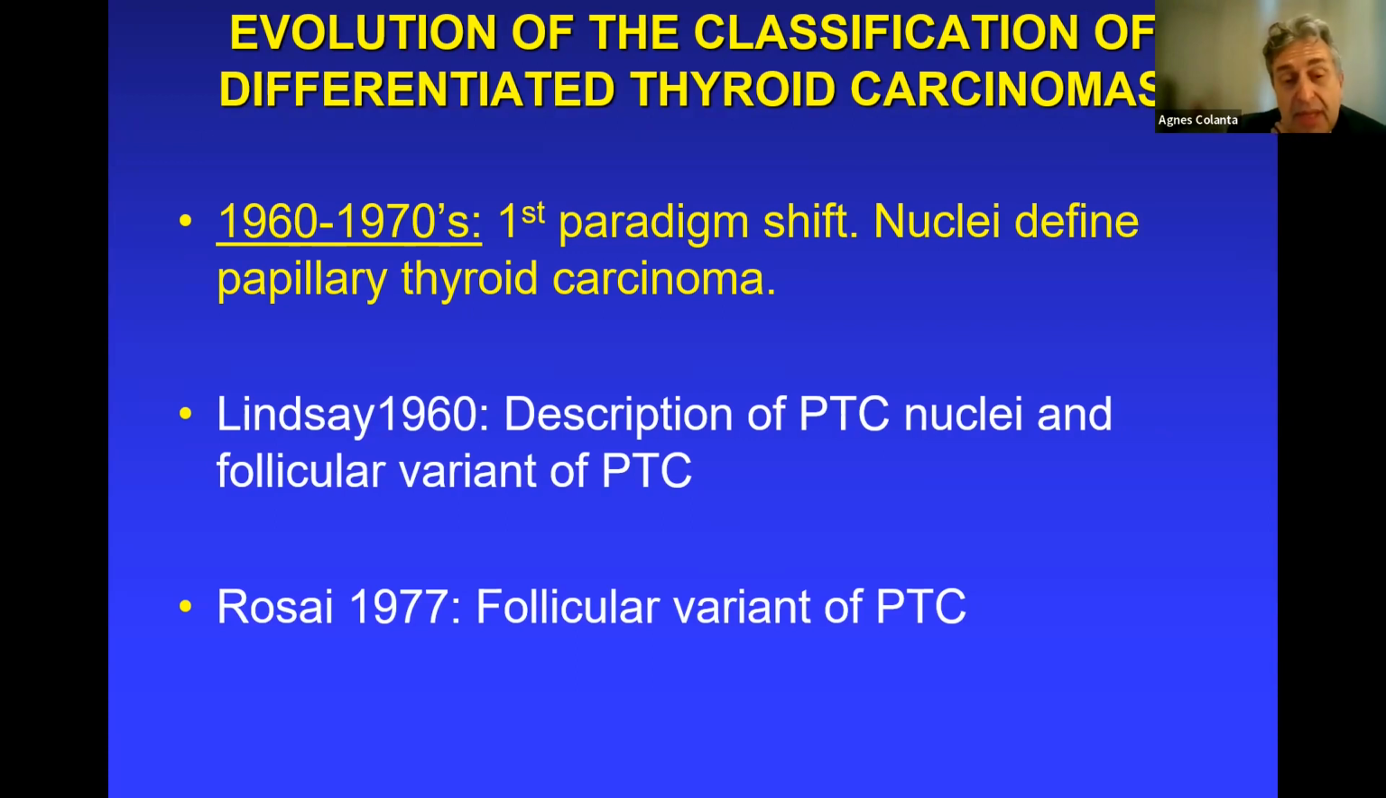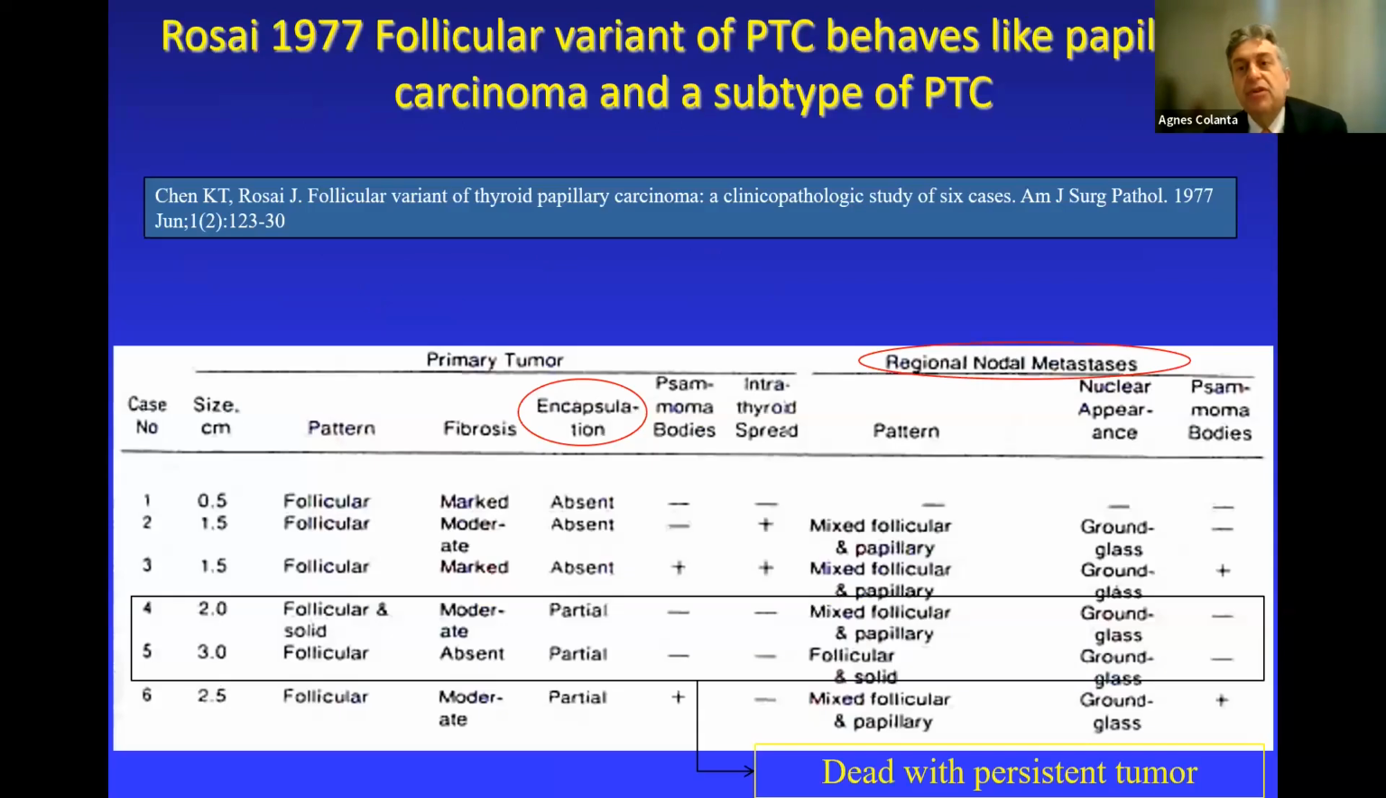But really, this did not take off. It's Dr. Juan Rosai, whom we all know, who in 1977 put this entity on the map where he described the follicular variant of papillary carcinoma in a more detailed fashion. So what Dr. Rosai did in this article, which contains 6 cases, he reported on tumors growing into follicles with papillary carcinoma nuclei.